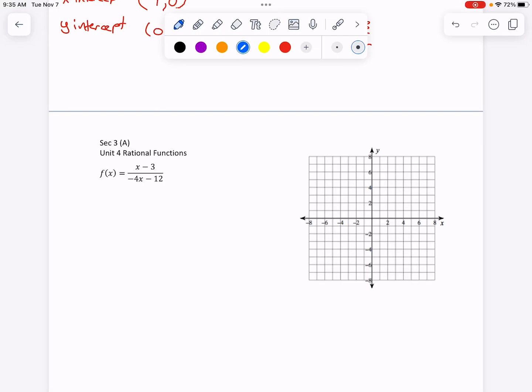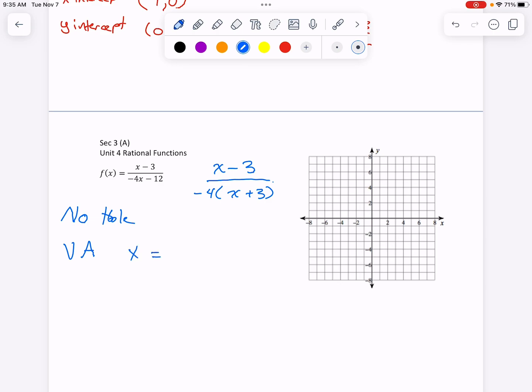Okay, graphing rational functions. The first thing I'm going to look for is the factored version of the problem. I want to make sure that everything's as factored as I possibly can get it. So the top is x take away 3. The bottom, I can factor out a GCF of -4, which leaves x plus 3. And nothing cancels. Because nothing cancels, there's not a hole. H-O-L-E, no hole.